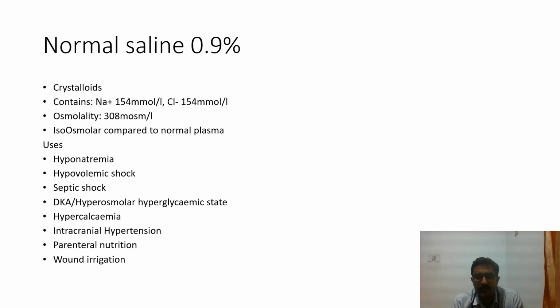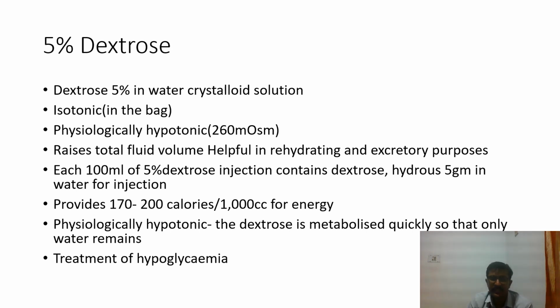Okay. Then so next is 5% dextrose. Dextrose 5% in water crystalloid solution. So usually it's in the bag, it is isotonic, but physiologically it is hypotonic with the osmolarity of around 260 milliosmoles. Okay, it raises total fluid volume. It's helpful actually in rehydrating and excretory purposes.